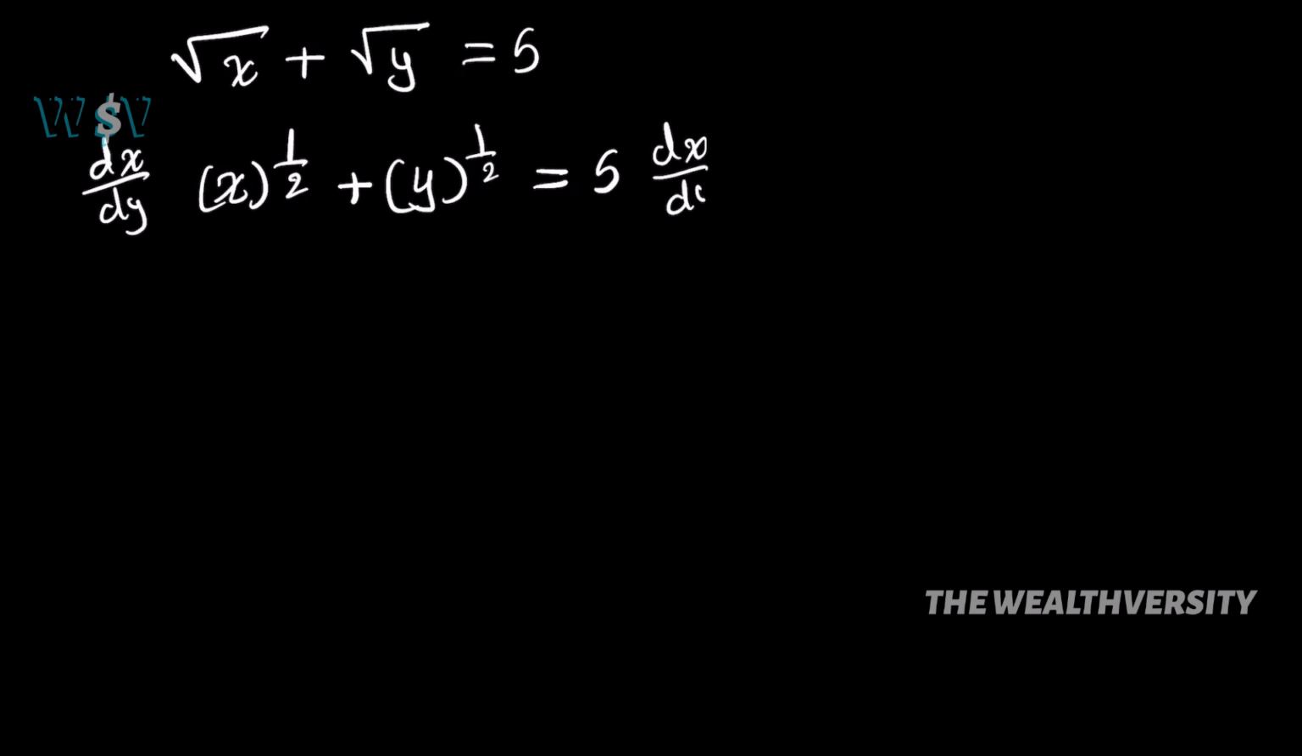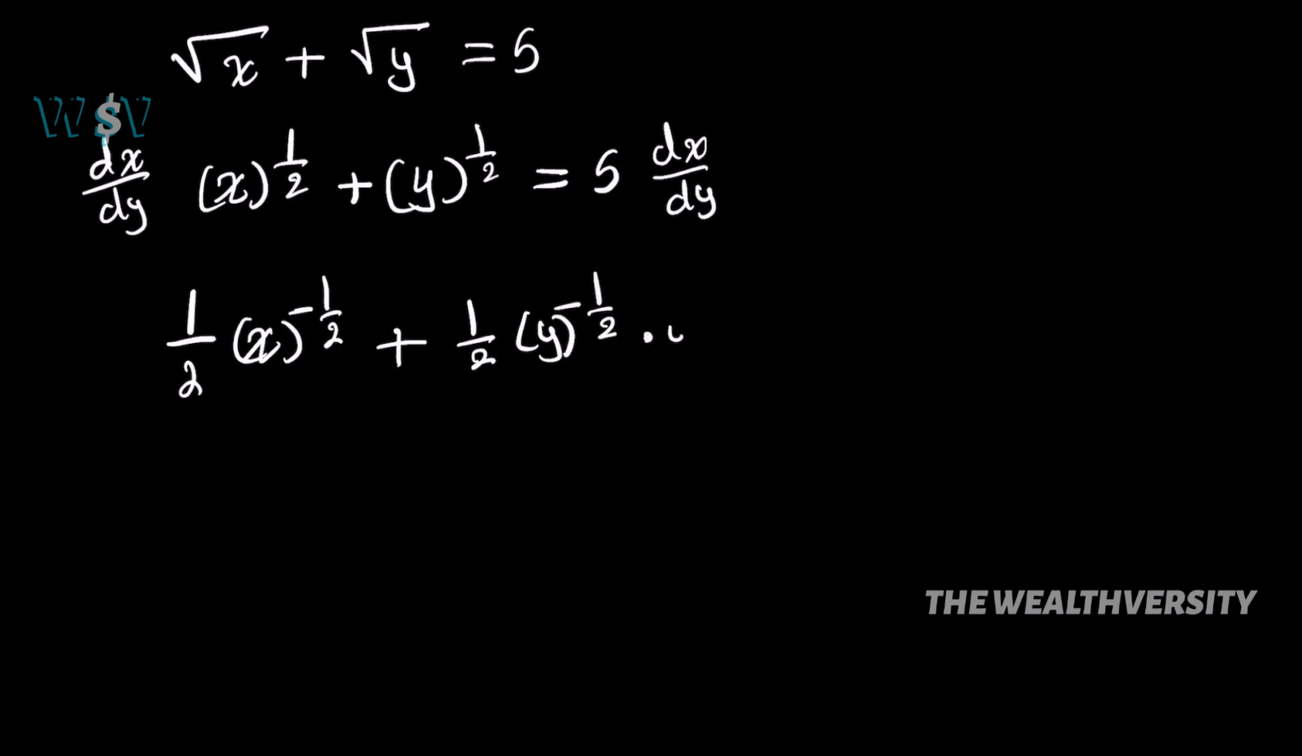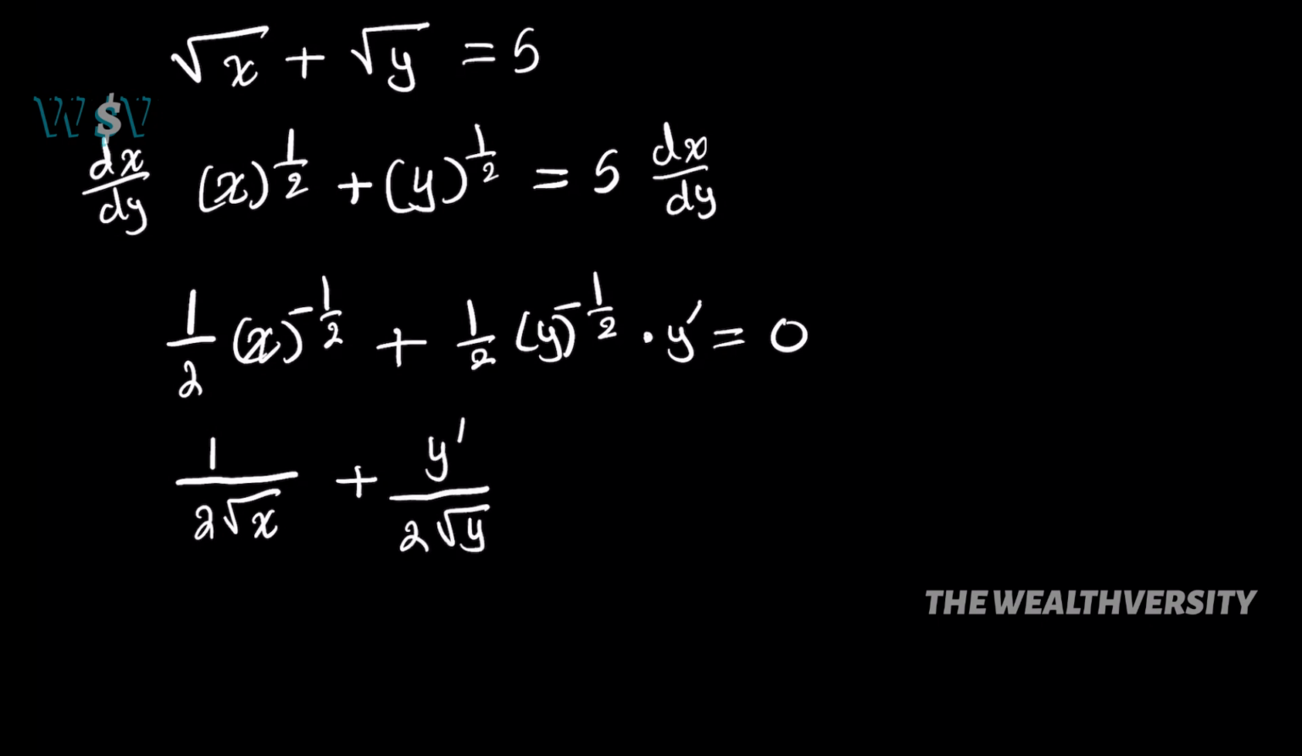Now we can differentiate, so we get 1 over 2 times x to the power of negative 1 over 2, plus 1 over 2 times y to the power of negative 1 over 2 times y prime, because they are both composite functions. On the right side we have 0 because the derivative of a constant is always 0. Now x to the power of negative 1 over 2 is equal to 1 over the square root of x, and the same applies to y, so to simplify our equation, we will write 1 divided by 2 times the square root of x, plus y prime divided by 2 times the square root of y, is equal to 0.